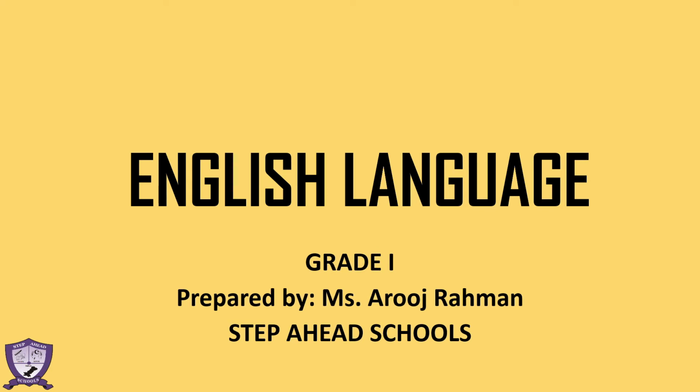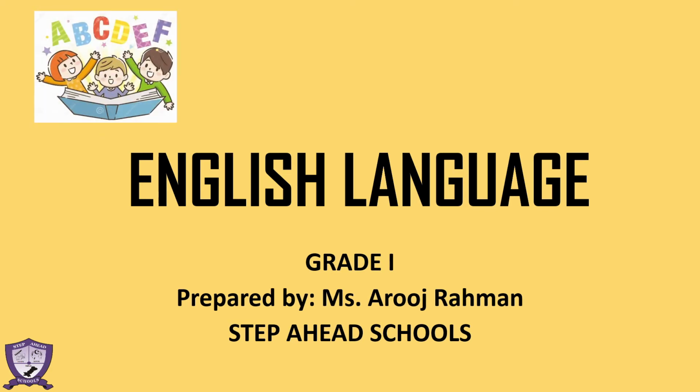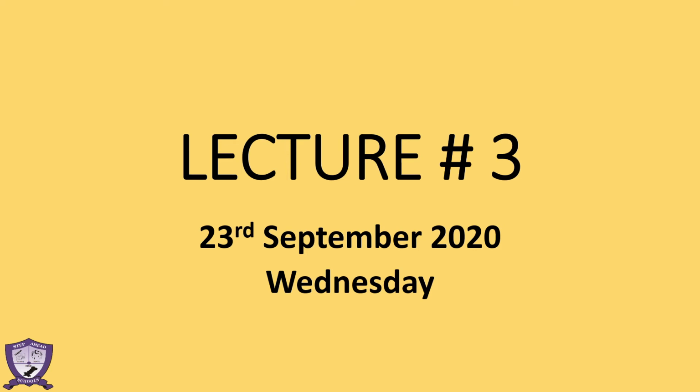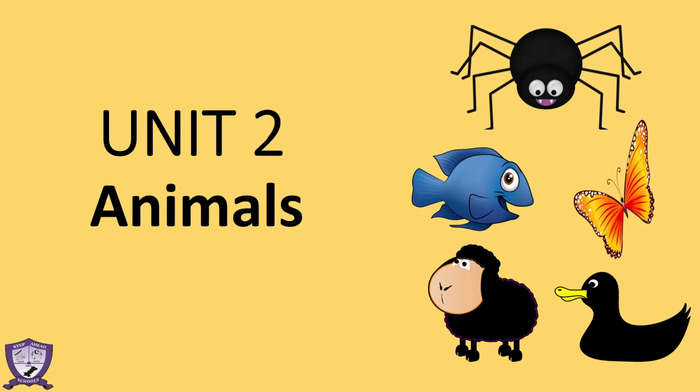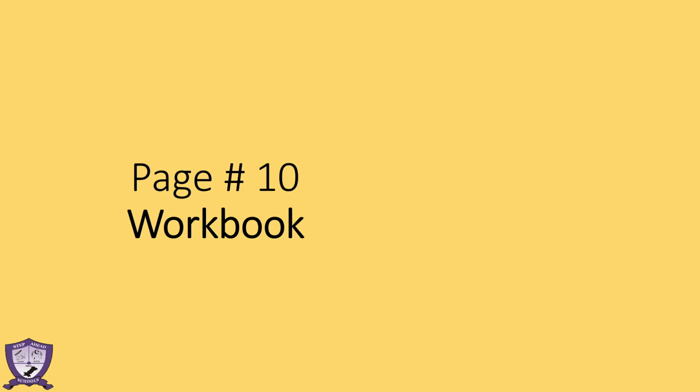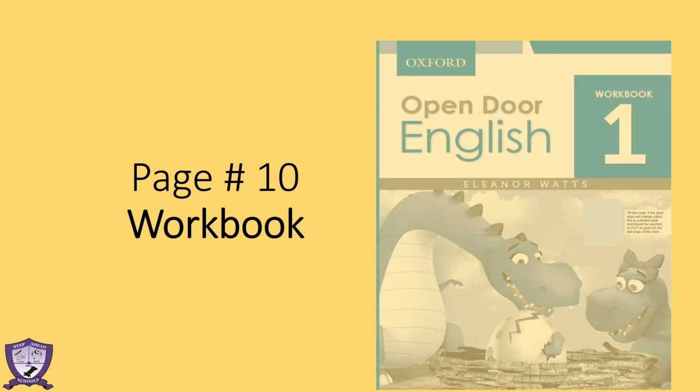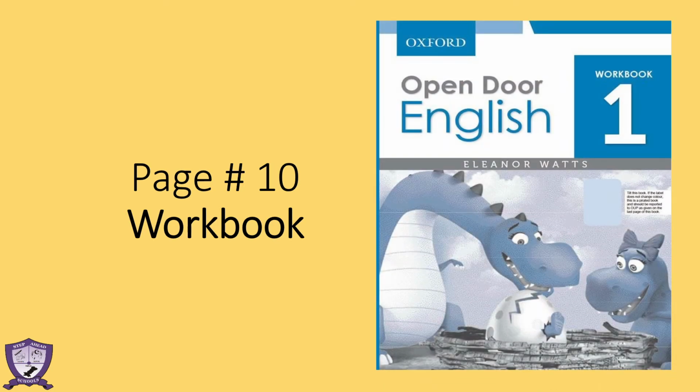Grade 1 English language. Today the date is 23rd September. The year is 2020 and the day today is Wednesday. Unit 2 of language to be continued. Today we will be doing work in your workbook, page number 10. Please open your workbook and open page number 10.